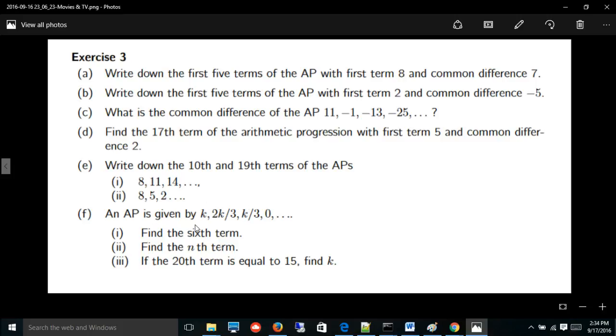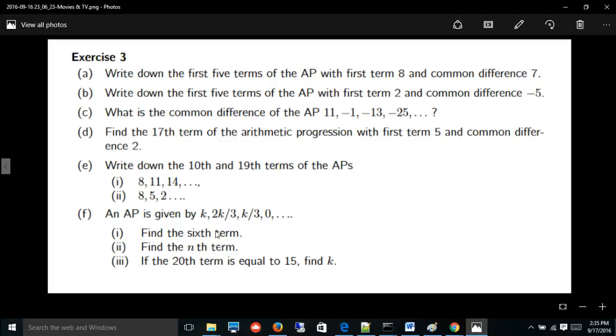An AP is given: k, 2k by 3, k by 3, 0, and so on. The first part says find the sixth term. The second part says find the nth term. And the third part says if the 20th term is this, then find the value of k. So I will move one by one. This is question number F. I'm going to explain. Read carefully and find out what is given in the question and what you have to find out.